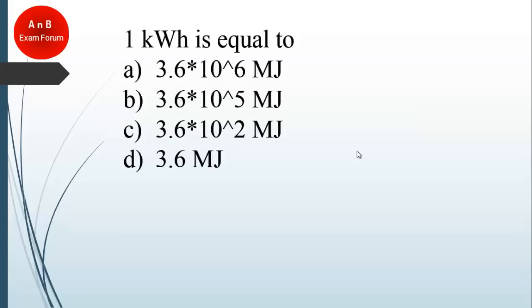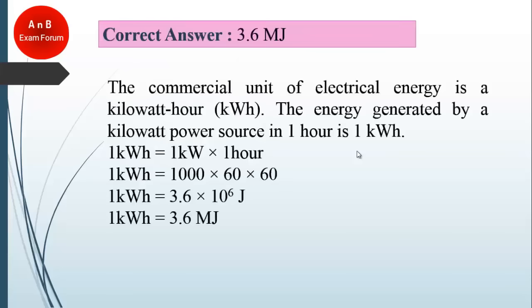Coming to the next question, it is one physics question. 1 kilowatt hour is equal to how much megajoule? Yes, student, we have to solve this question. This is a very direct question if you know what is what. So let us see. What is a kilowatt hour? This is a commercial unit of electrical energy, and the energy generated by a kilowatt power source in 1 hour is 1 kilowatt hour. So 1 kilowatt hour is 1 kilowatt per hour.